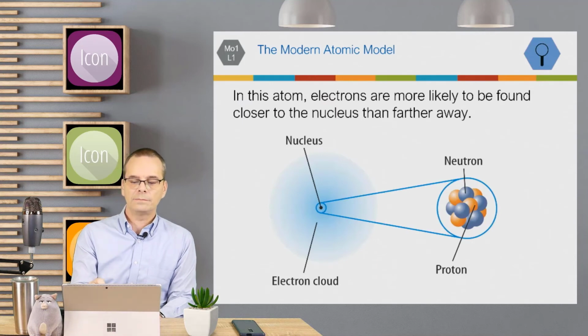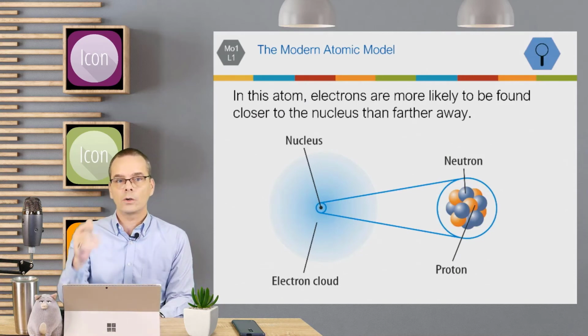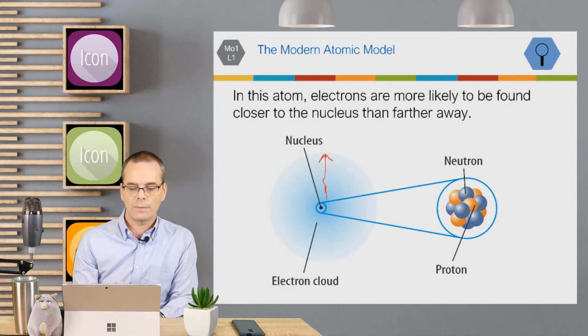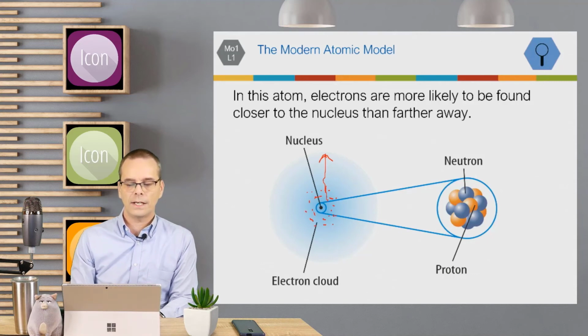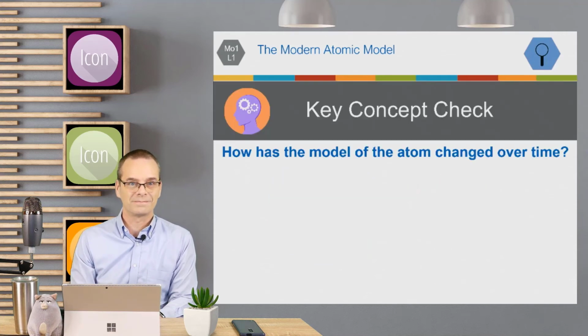Now, in this atom, electrons are more likely to be found closer to the nucleus than farther away. So you can see here it's represented, see how the electron cloud gets fainter as you go up? That's because most of the electrons will probably be closer to the nucleus. All right, and remember, the nucleus has the neutrons and the protons.